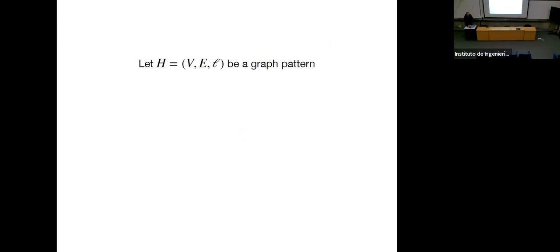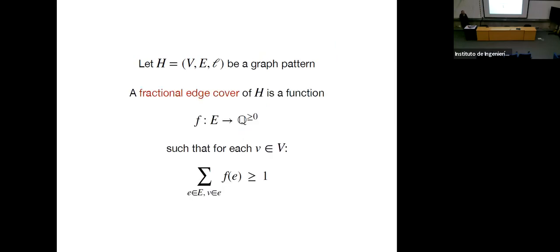So let us consider pattern H. The bound that we are going to construct is based on the notion of a fractional edge cover of H. What is a fractional edge cover? It's a relaxation of the usual notion of edge cover. So it is a function that assigns to each edge in H a positive rational number. Yes? And such that for each vertex v, the number of edges that touch v, if we look at the value of those edges, sum up to at least one.